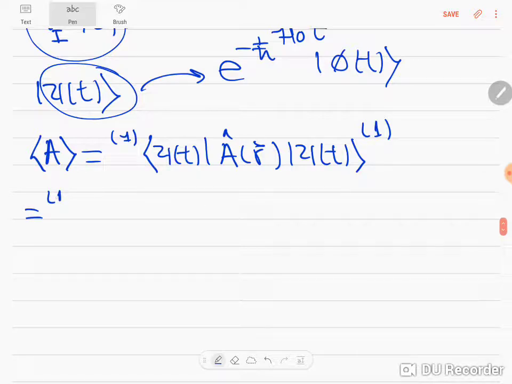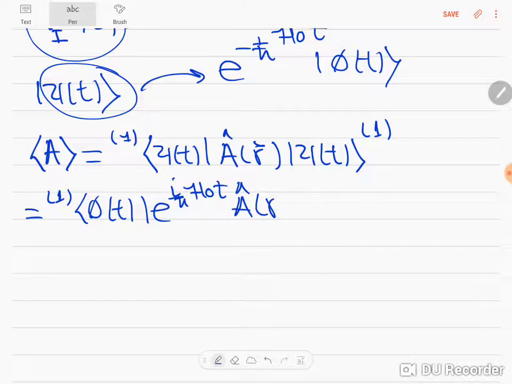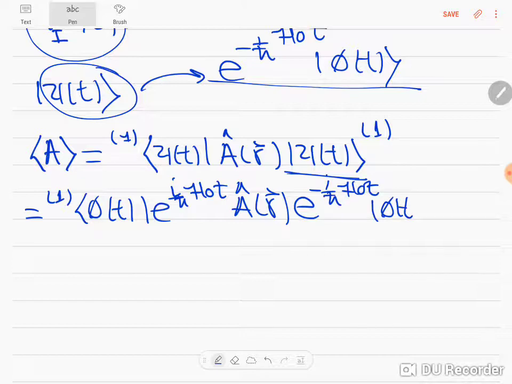So we have to first order φ(t) here, e^{i/ħ H₀ t}, here we have A, which can have some time dependence, but I'm just going to assume that it doesn't, though it can. It can be written in the Heisenberg picture, but we're going to write it now in the interaction picture. And here this state is just the same as I have here, e^{-i/ħ H₀ t} φ(t).